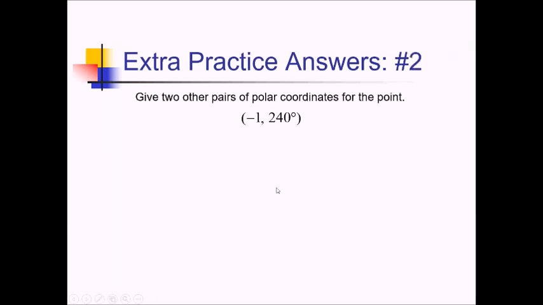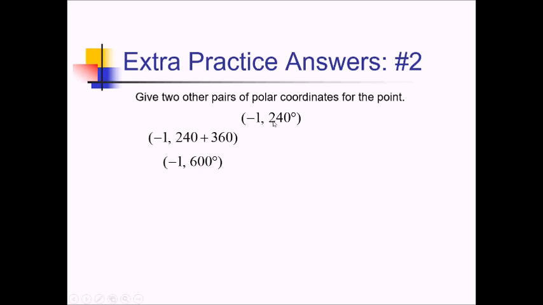For this problem, we're trying to get 2 other pairs of polar coordinates to represent this point. So there's 2 big moves that you can do on here. You can keep the radius the way it is and either add or subtract 360 as many times as you want. So for example, we could call this (1, whatever 240 plus 360 is). So (1, 600) degrees.